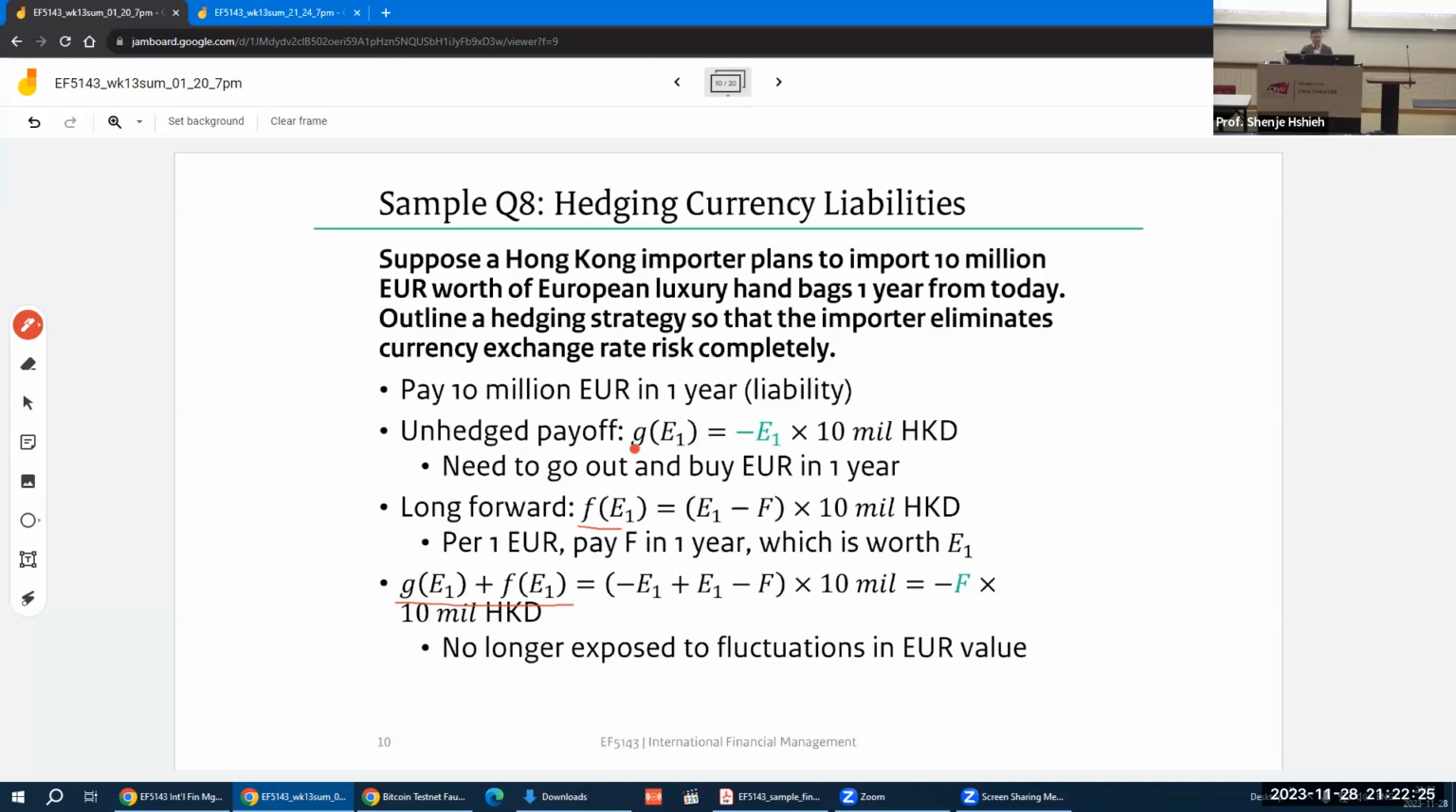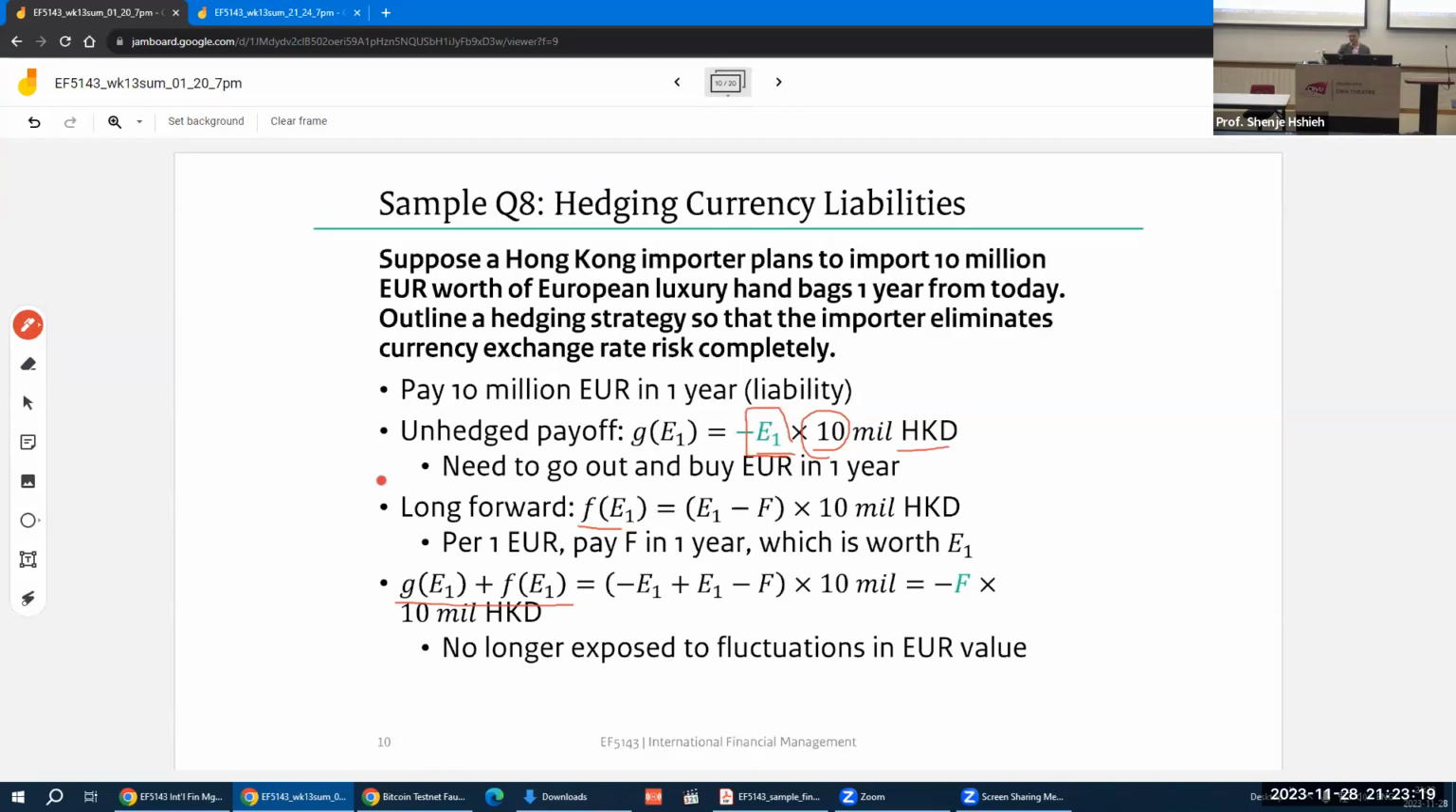So the unhedged payoff, as I said, is a liability, which means we have an outflow of currency sometime in the future. That means we have to buy euros at a price of E1, and we're going to buy 10 million of them, and it's going to cost us in terms of Hong Kong dollars. Agree? Multiplying E times any amount gives us the domestic currency, in this case Hong Kong dollars. So if we don't hedge, we have to go out and buy euros in 1 year or sometime before that, and that's going to cost us negative E, which is uncertain, right? It has a distribution of possible realizations, and we're exposed to that uncertainty.